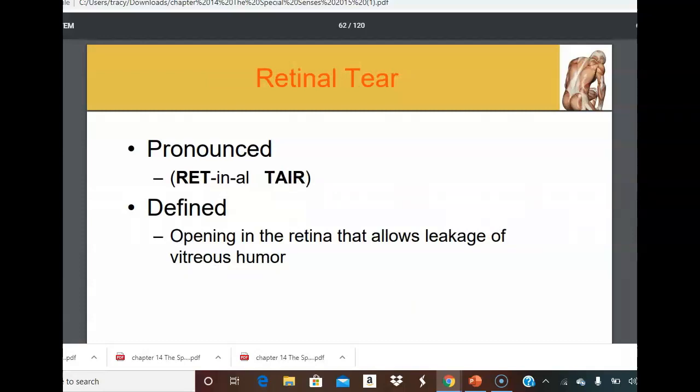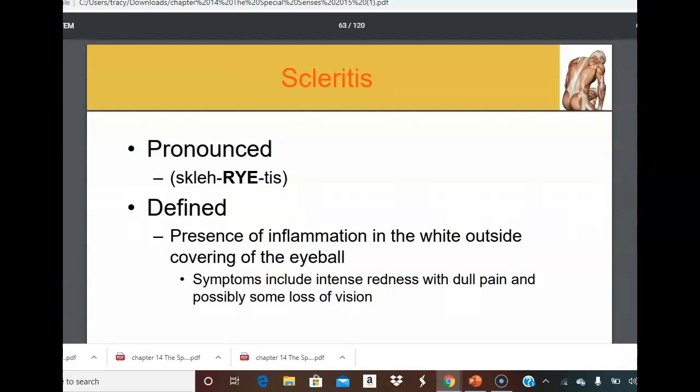Same thing with a tear. A tear is a little bit less emergent. It still needs to be dealt with, but a tear is sort of a minor retinal injury, whereas detachment is a severe medical emergency.